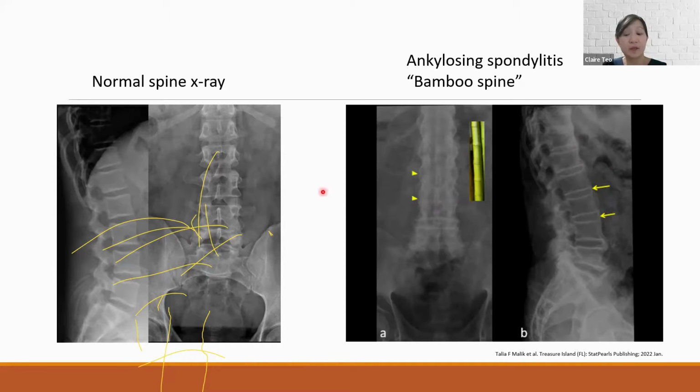But similarly, as with people with non-radiographic spondyloarthritis, many do not go on to develop ankylosing spondylitis, and also many people with ankylosing spondylitis do not advance to bamboo spine.